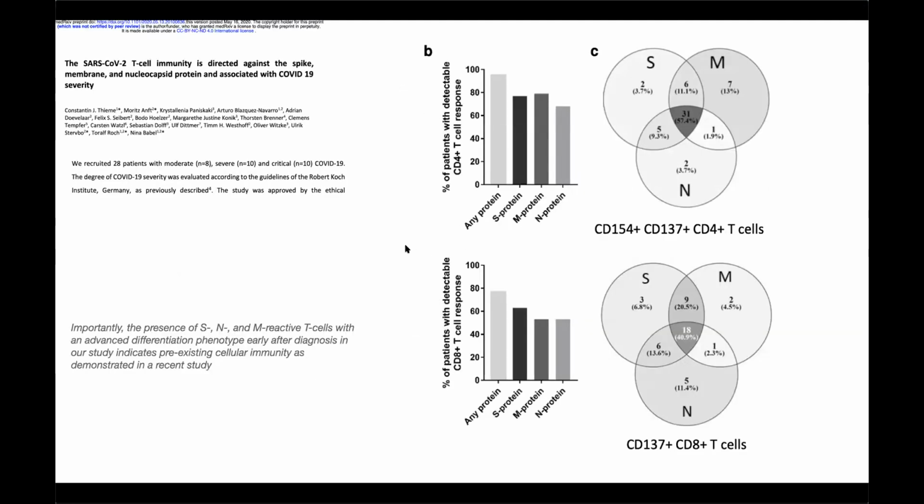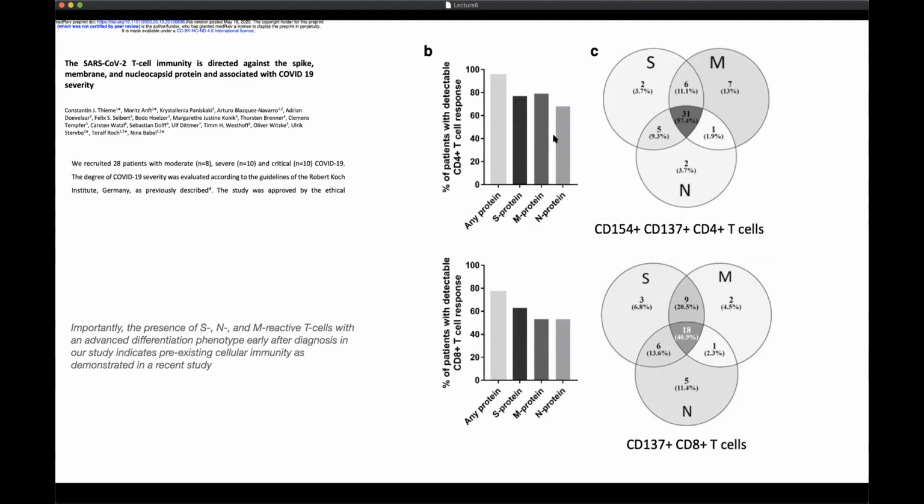And here's a paper that measured exactly where these targets are. It's a preprint, so it hasn't been published yet. It's probably in review somewhere, we don't know that, but eventually it will be published. So this was a small study, 28 patients with moderate, severe, or critical COVID-19. This was done in Germany, and the goal here was to see where the T cell responses go.